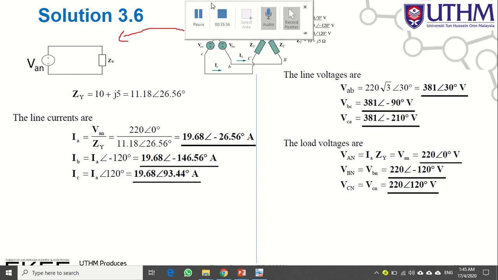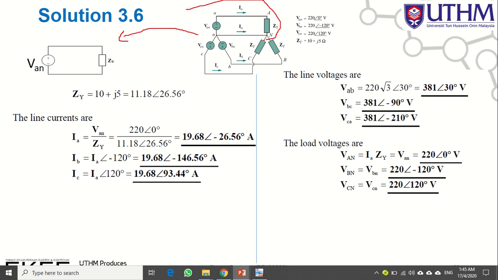You analyze for phase A. This is VAN, this is ZY, and then how to determine the line current? According to Kirchhoff's voltage law, this is your IA. So IA equals VAN divided by ZY. Just use your scientific calculator and you'll get the answer: IA equals 19.68 angle minus 26.56 degree ampere. This is the IA.